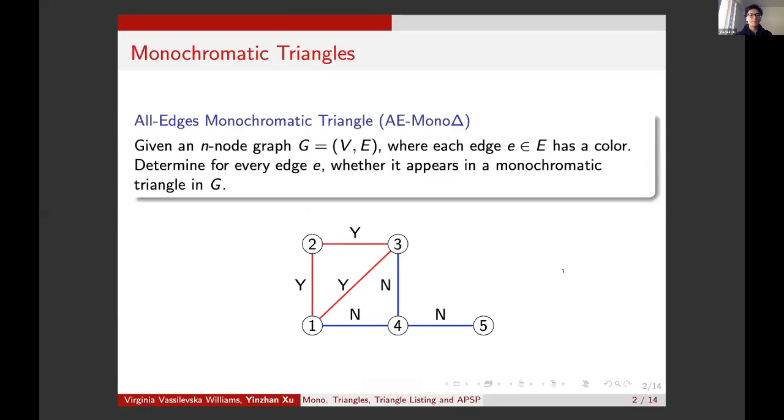So let me first define all-edges monochromatic triangle. In this problem, we are given an n-node graph G, where each edge in the graph has a color. We need to determine for every edge in G whether it appears in a monochromatic triangle in G or not. That's a triangle where all three edges share the same color. In this example, the only monochromatic triangle is the triangle 1, 2, 3. So we need to answer yes for all three edges on it. And at the same time, we need to answer no for all other edges in the graph.